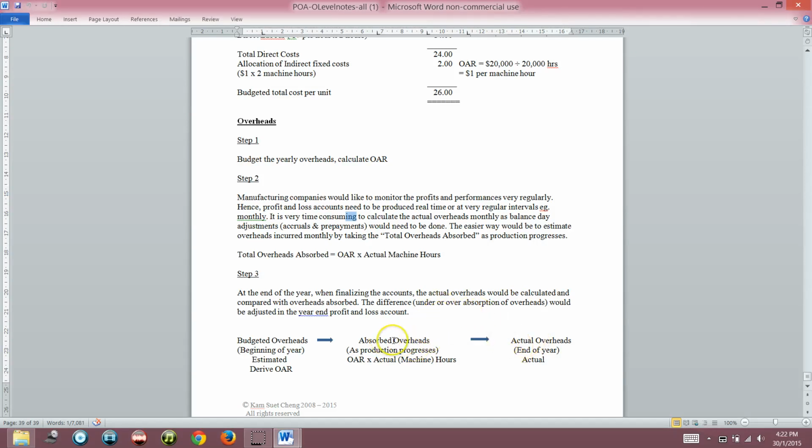That means the total overhead absorbed plus or minus over or under absorption of overheads will be equal to your actual overheads. So we are adjusting the total overhead absorbed with this under or over absorption, so that we will get the actual overheads figure, so that the management accounts would be correct and accurate. At the end of the year, the management account is actually correct, and we just need to put it in a format that is acceptable to the government, and then we submit for income tax.